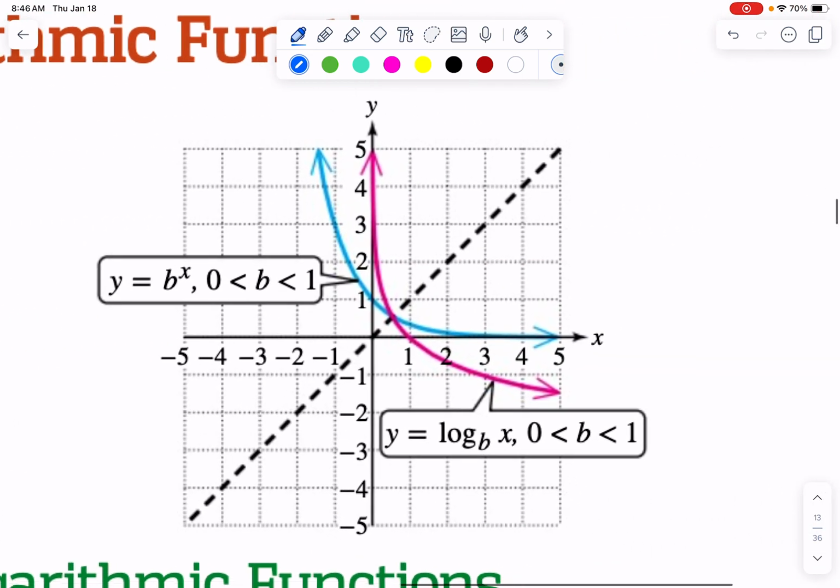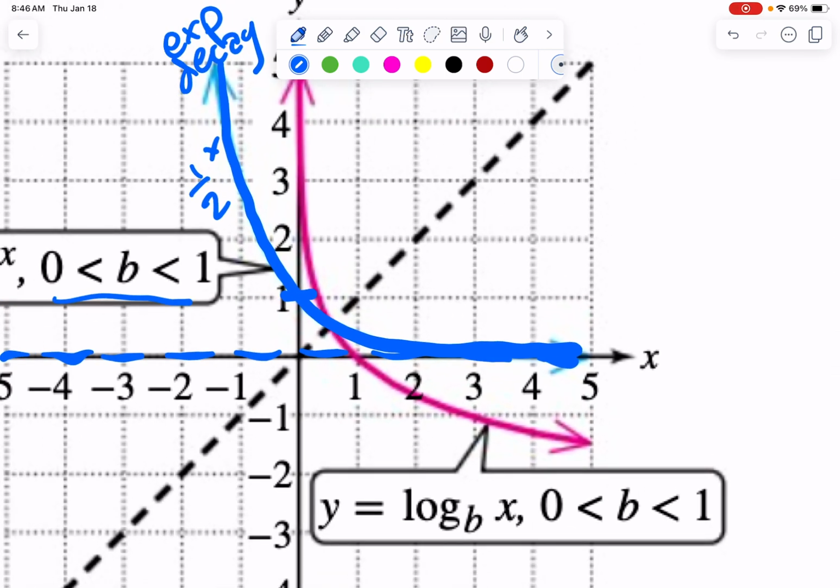Over here, this is where your base is a number that's less than 1. This is an exponential decay function, so that would be 1/2 to the x power. It goes down and it still has a horizontal asymptote, and still intersects at 1, but it's the opposite direction. Instead of going uphill like this, it'll go downhill.